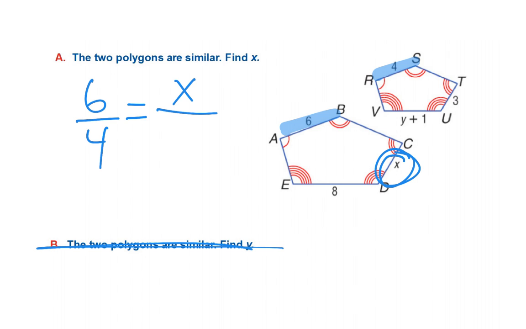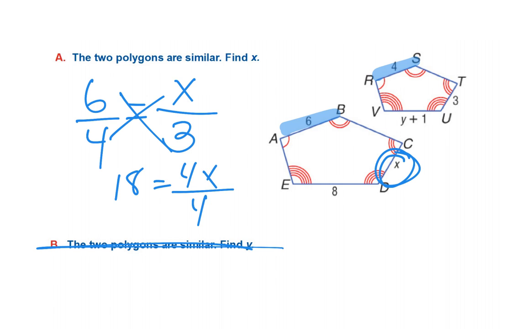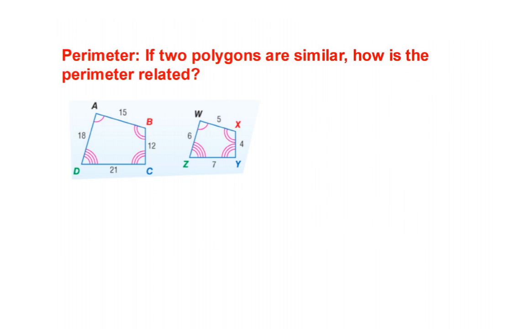So that was the original one. What does x match up with in the other polygon? 3. Okay, and you guys did this yesterday. What's 6 times 3? And then 18 divided by 4? What you guys were doing yesterday with the proportions and when you were solving them. Now you can set them up and solve.